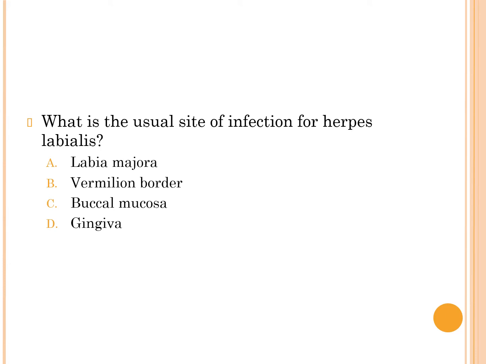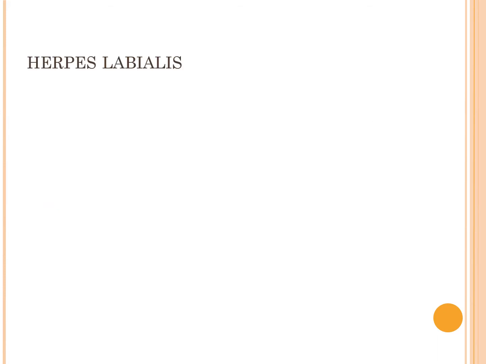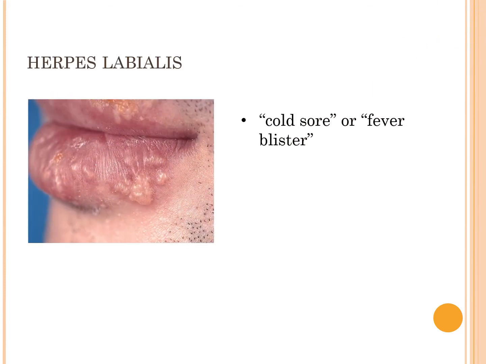Next question. What is the usual site of infection for herpes labialis? Is it the labia majora, the vermilion border, the buccal mucosa, or the gingiva? And the answer is the vermilion border. Herpes labialis is the recurrent form of herpes simplex virus type 1 infection. It is also called the cold sore or the fever blister.